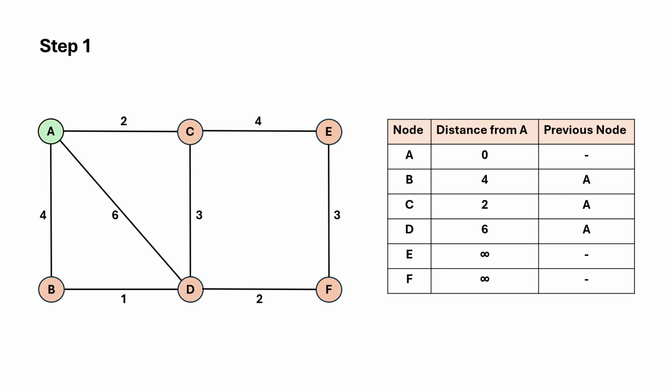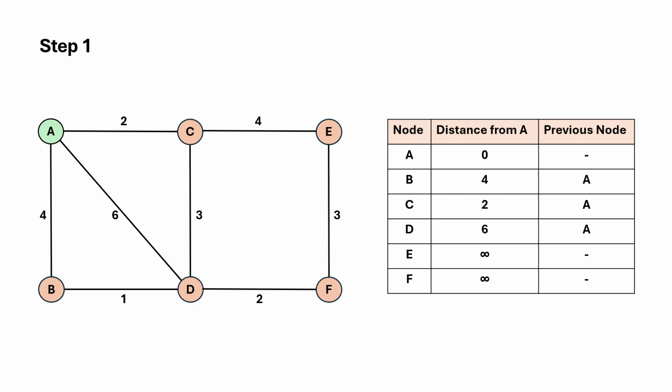We mark A as green as it's a visited node. We look at the table. The numbers in the table are now the first best known distances to B, C, and D from A. All the other nodes still have infinity because we haven't reached them yet. The main question now is, which node do we visit next?